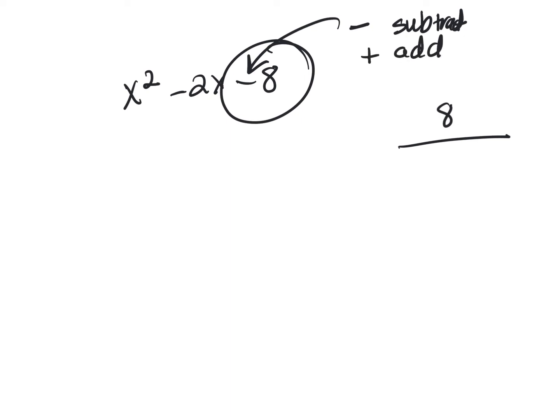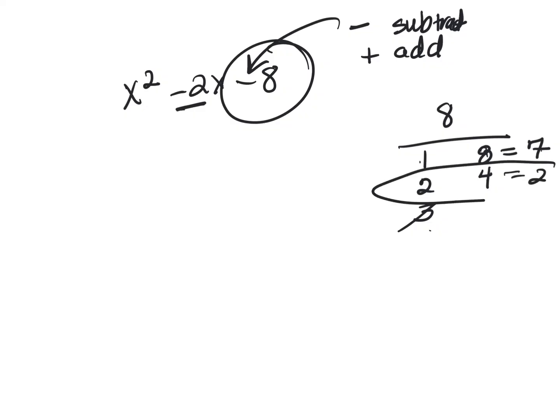You list all of the factors of 8 starting at 1. 1 goes in there, 8. 2 goes in 4 times. 3 doesn't go in. 4 goes in 2 times. It's already on our list, so we're done. We're subtracting. 8 minus 1 is 7. That does not match this term. 4 minus 2 is 2. That does match that term.